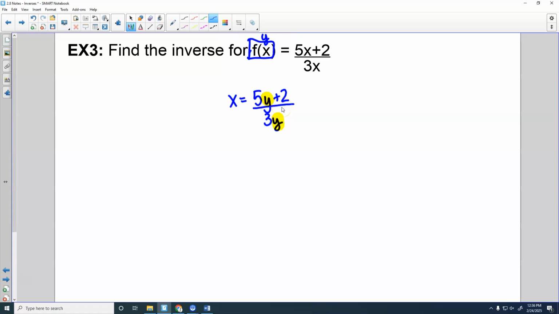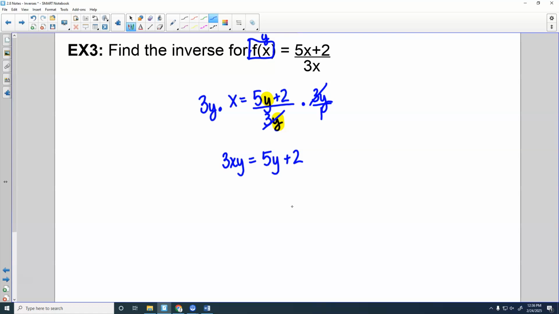If something is in the denominator of a fraction, you really cannot solve for it. So to get this out of the denominator, I'm going to multiply by 3y over here, because that's like 3y over 1, and the 3y on top and bottom will cancel. But if I multiply the right side by 3y, I must also multiply the left side by 3y. So that gives me 3xy equals 5y plus 2.